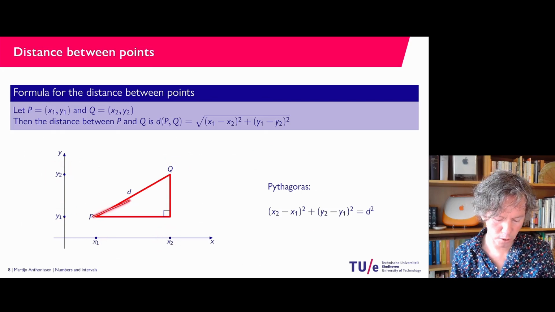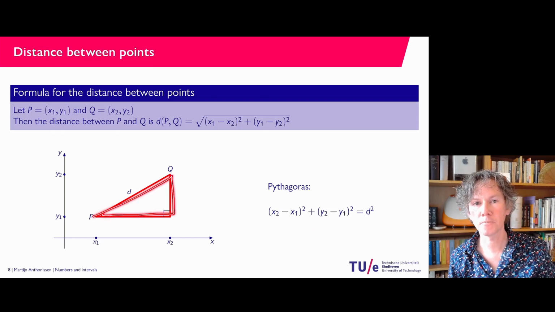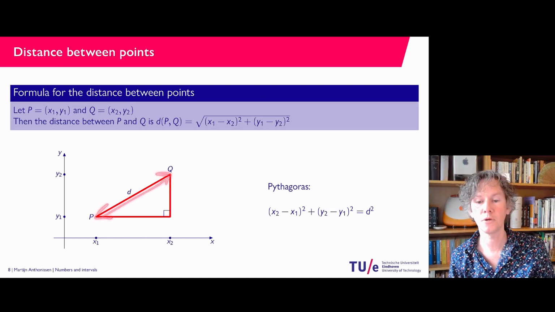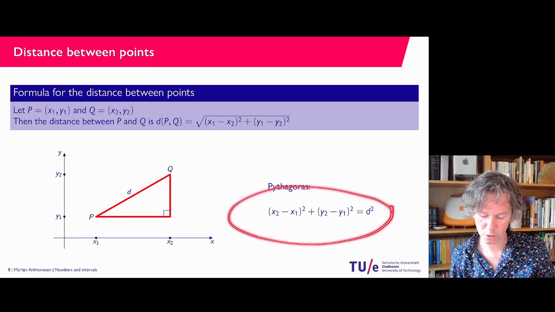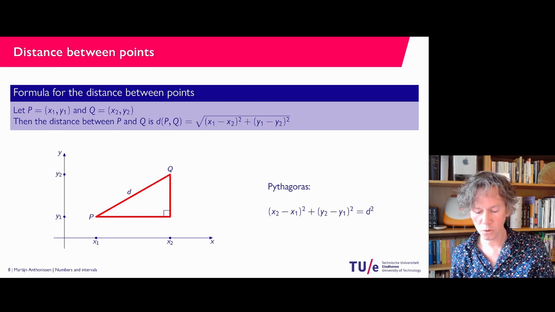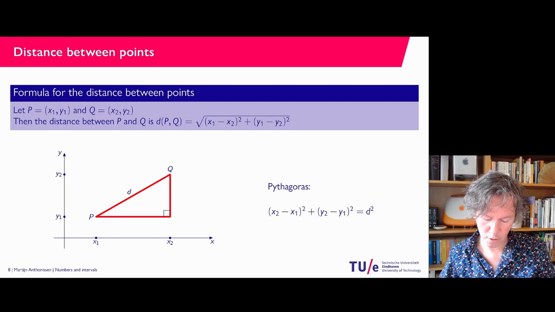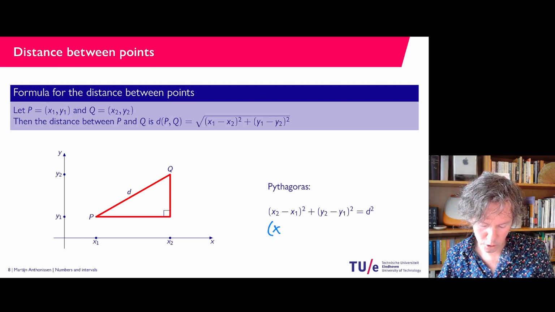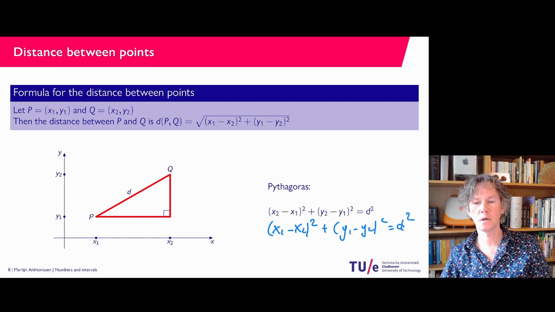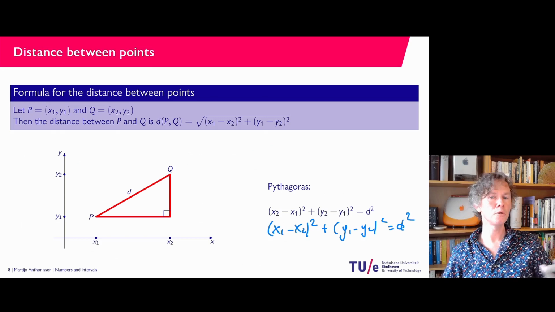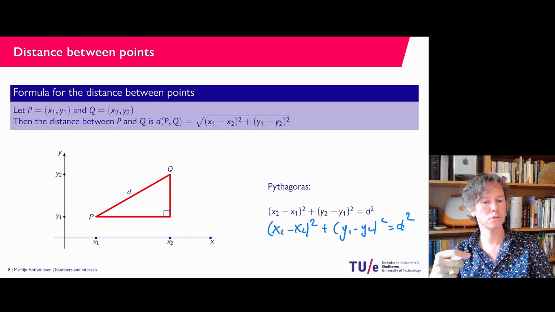And you see that if you draw a little triangle here, you can apply the Pythagoras theorem to find the length d, and that is precisely the distance between P and Q. And Pythagoras tells you that this holds. Note also that the order of the points is not important. I could also write this as x1 minus x2 squared plus y1 minus y2 squared equals d squared. And of course the distance between P and Q is the same as the distance between Q and P. So the order of the points doesn't matter.